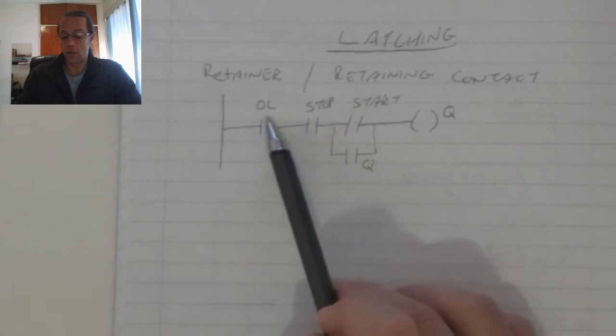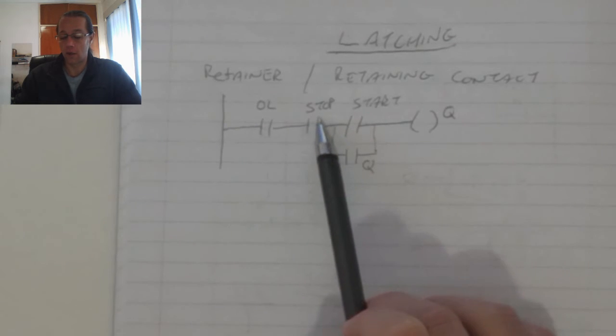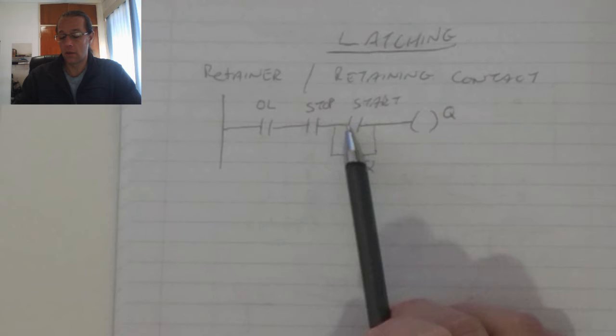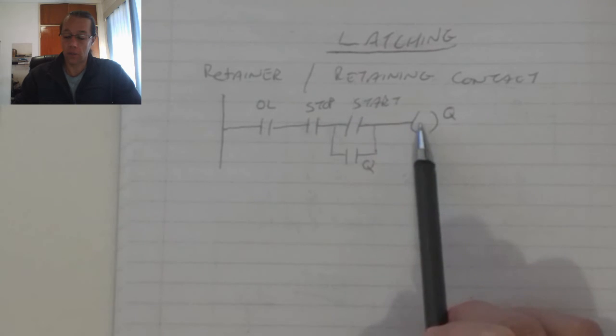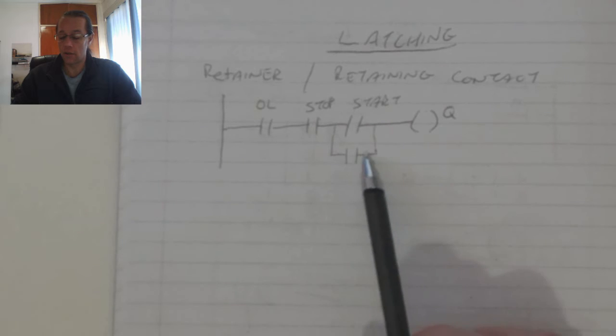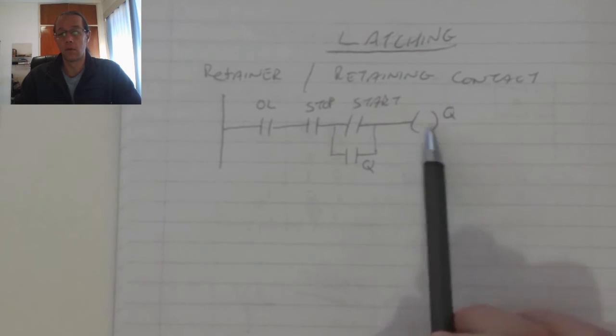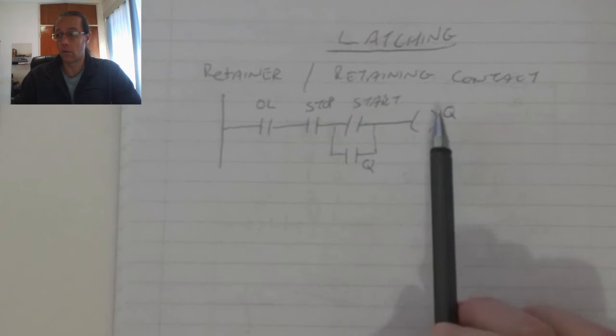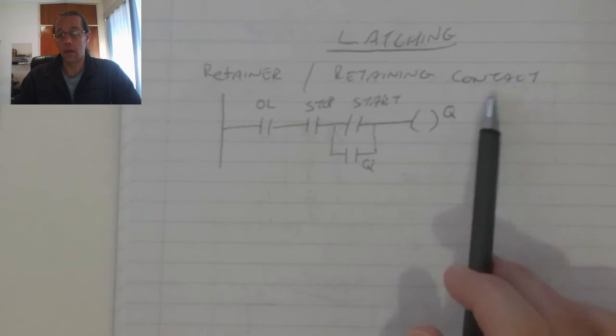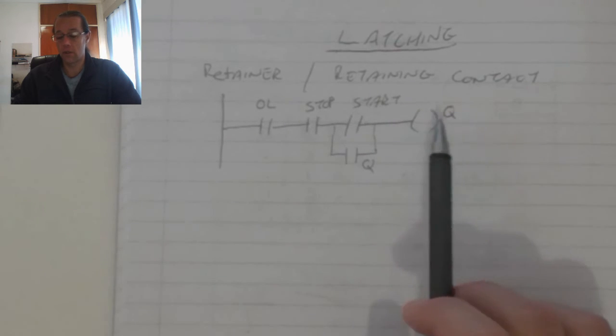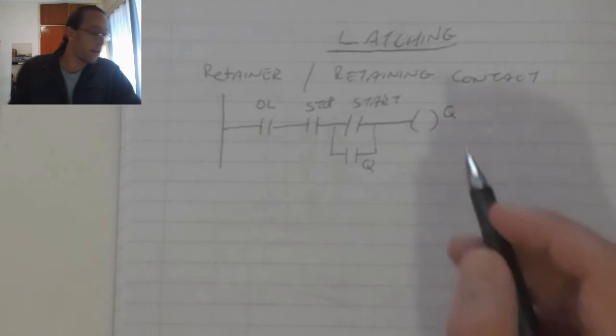So what happens is, as those two are closed in real life, when I close the start button, Q will activate. That activation will then close, in essence, that retaining contact. That retaining contact will then keep Q on. Q will then also be used as an output device or a switch that controls the output device.